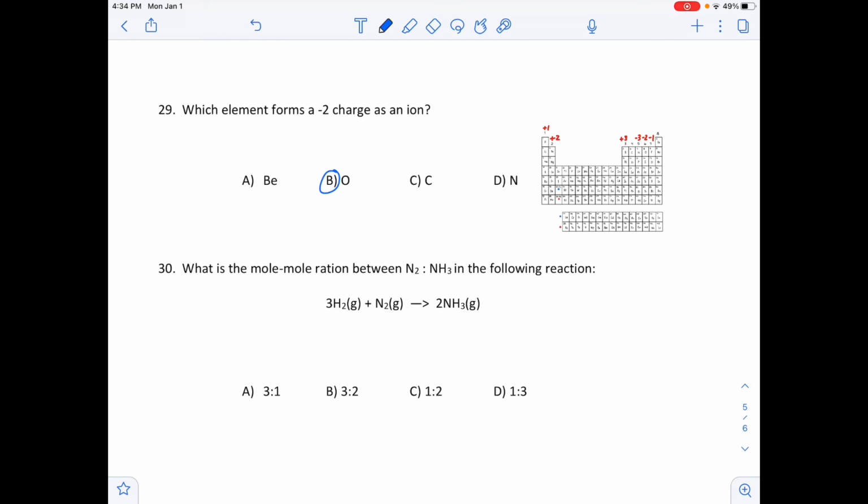For number 30, it asks what is the mole-to-mole ratio between N2 and NH3 in the following reaction. So here we look at N2 and we look at the coefficient in front of it, which is a 1. And then we look at NH3, which has a coefficient of 2. So the ratio is just going to be 1 to 2. So the correct answer is C.